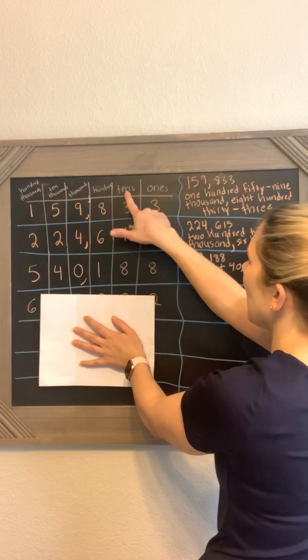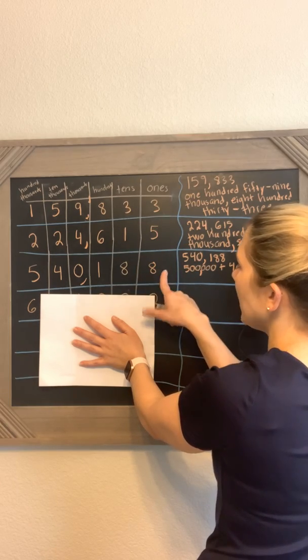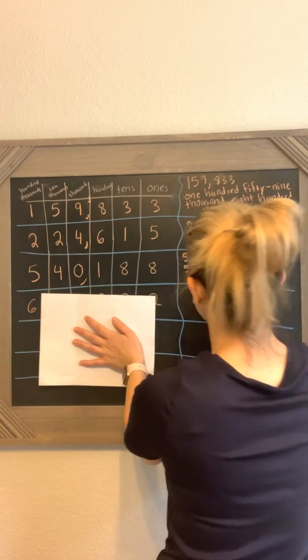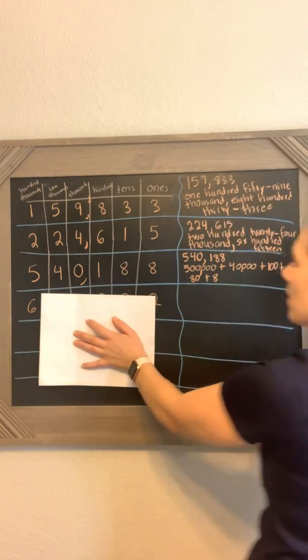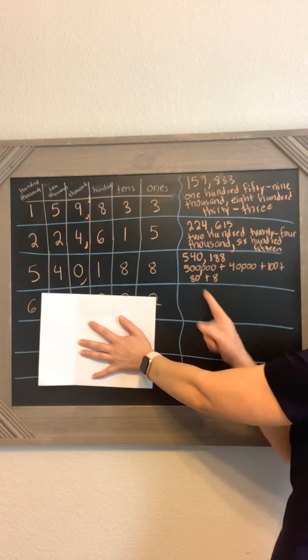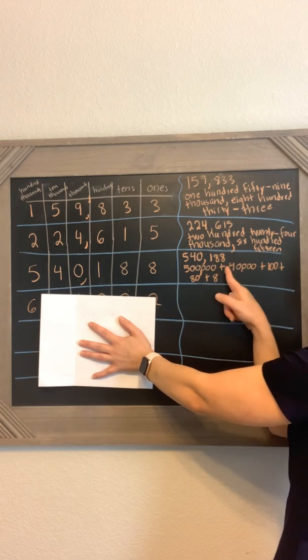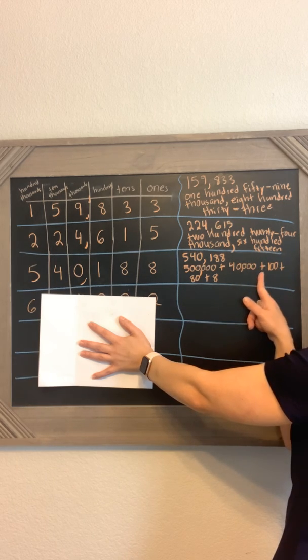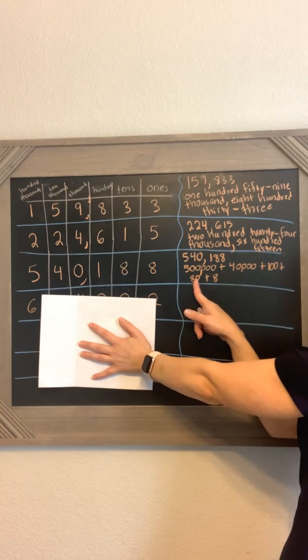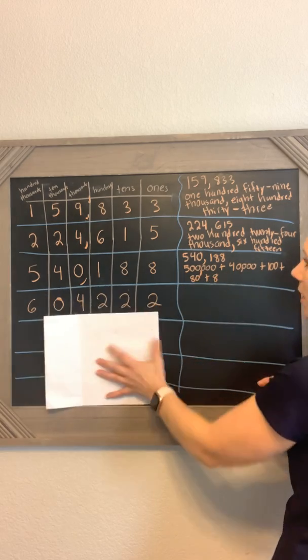Plus, I have 8 tens, and I have 1 digit, so I need 1 zero to make 80. Plus 80, plus, and then just my 8 ones. So 540,188 is 500,000 plus 40,000 plus 100 plus 80 plus 8, okay?